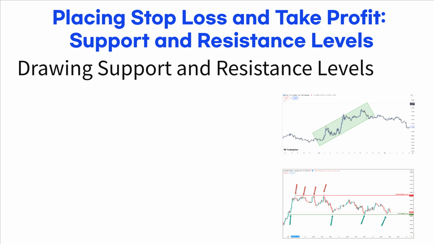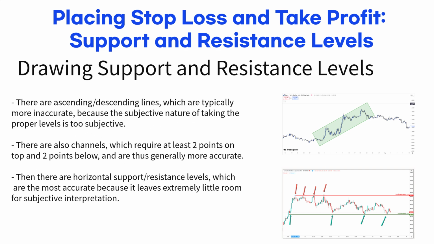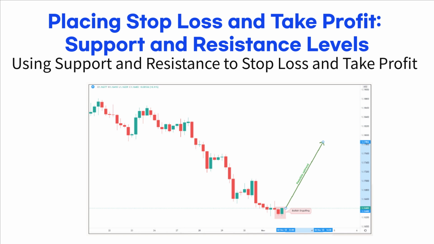For example, there are ascending-descending lines, which are typically more inaccurate because taking the proper levels is too subjective. There are also channels, which require at least 2 points on top and 2 points below and are thus generally more accurate. Then there are horizontal support and resistance levels, which are the most accurate because they leave extremely little room for subjective interpretation.